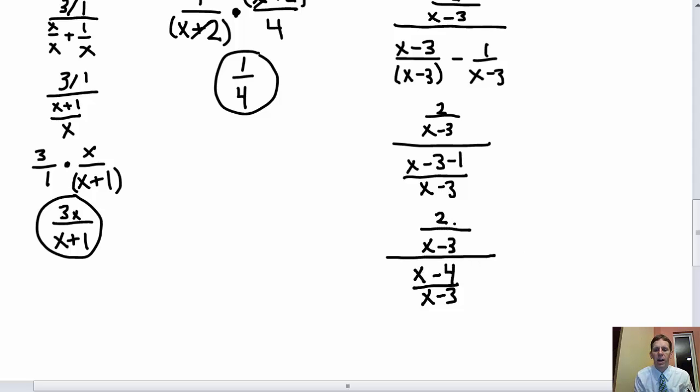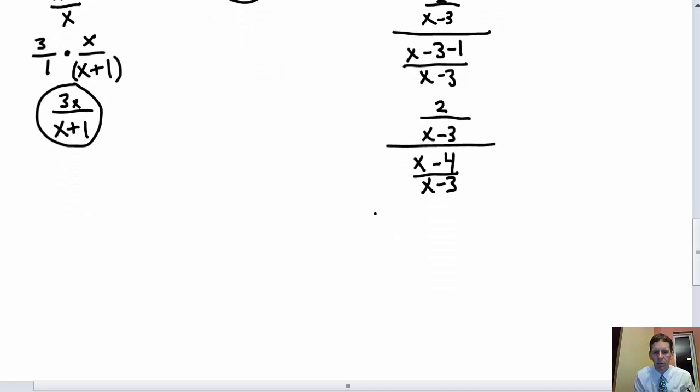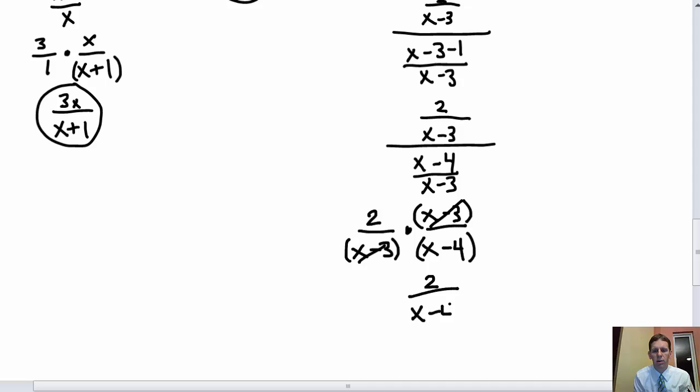Now we finally have a fraction divided by a fraction. This is going to allow us to do our flip and multiply step. So we're going to have 2 divided by x minus 3 times, flip the second fraction, x minus 3 over x minus 4. And again, it's okay to have these denominators in parentheses, as well as the x minus 3. Same numerator and denominator here, they can cancel these out. And you're left with 2 divided by x minus 4. There's our final solution. And this gives you an idea of how to add and subtract rational expressions as well as simplify complex fractions.